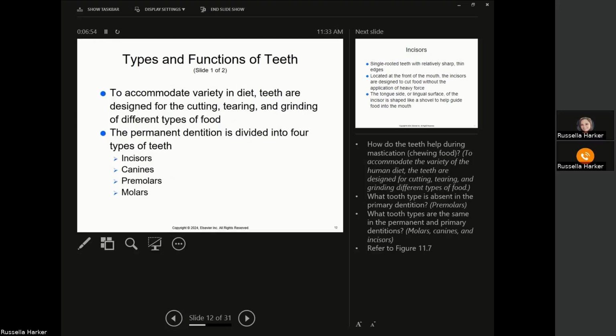So teeth are designed differently because they have different functions. Humans are omnivores, which means we eat both meat and plants. We have such a varied diet that we need different types of teeth for cutting, tearing, and grinding different kinds of food. The different teeth that we have are incisors, canines, premolars, and molars.